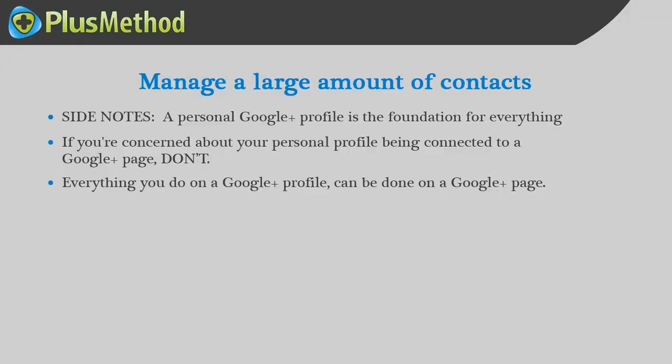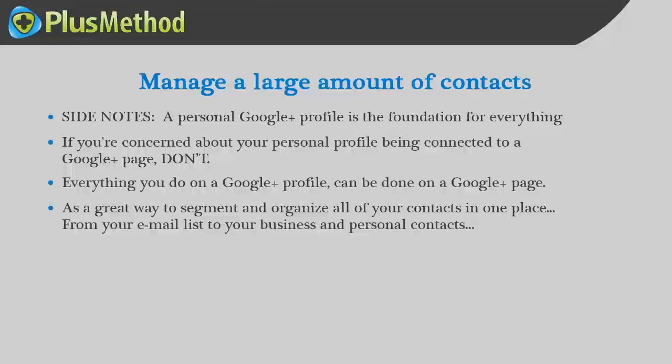Now, the best way to use circles was mentioned in the previous video, as a great way to segment and organize all of your contacts in one place, from your email list to your business and personal contacts. Now, the easiest way to get familiar with circles is to find people or pages on Google Plus that share similar interests to you and adding them to one or many of your corresponding circles. Now, Google Plus gives you some circles to help you get started, and these are friends, family, acquaintances, and following.